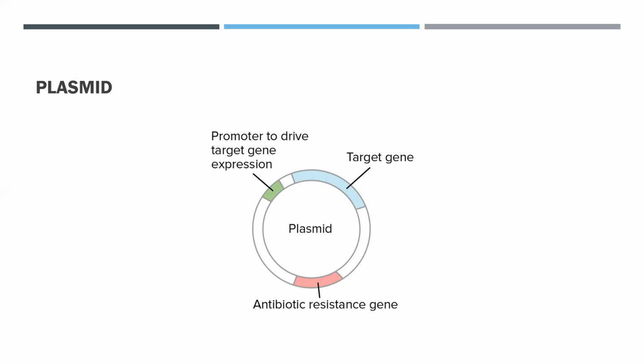It is 0.5 to 5 percent of the total DNA of the bacteria. Example, Streptomyces, which is a bacterial species. Next, this is the antibiotic resistance gene. This is a promoter to drive target gene expression. This is the target gene. Target gene means your gene of interest.